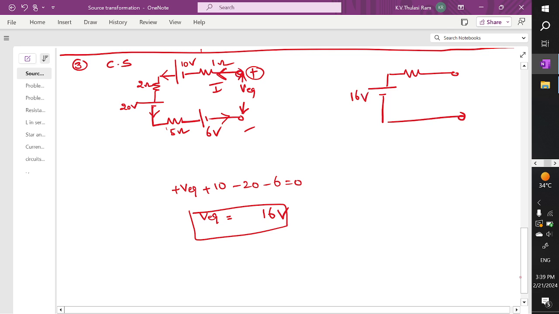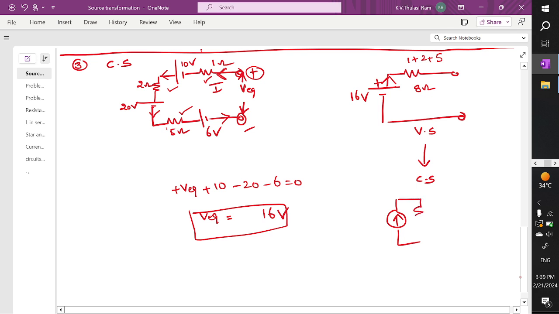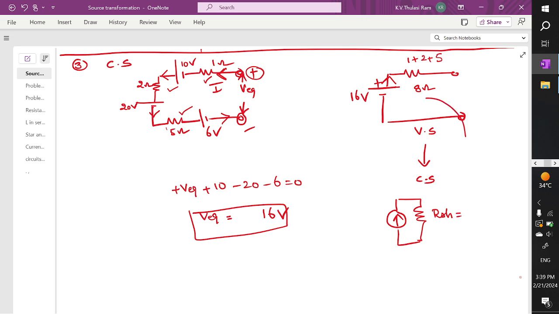And what is the resistor between these two branches? The current is the same, so 1 ohm, 2 ohm, 5 ohm are connected in series. So it is 1 plus 2 plus 5, which is ultimately 8 ohms. So we got a voltage source, but our answer is a current source. To draw that, you can see the current is flowing like this. What is the leaving polarity? Plus here. Automatically the current source polarity will also be in the upward direction. Here you are going to get a resistor like this, which is a shunt resistor, and the value of the shunt resistor is equal to the series resistor, that is 8 ohms.